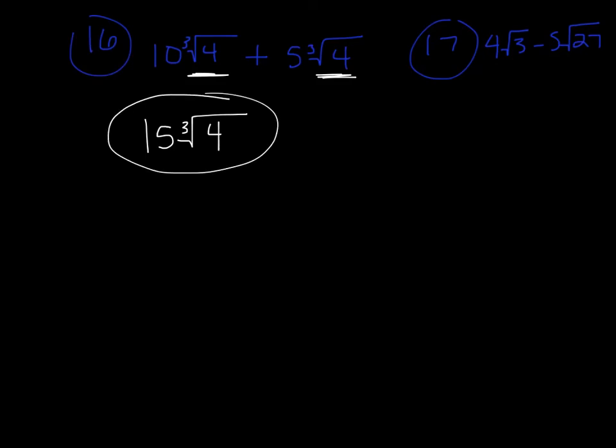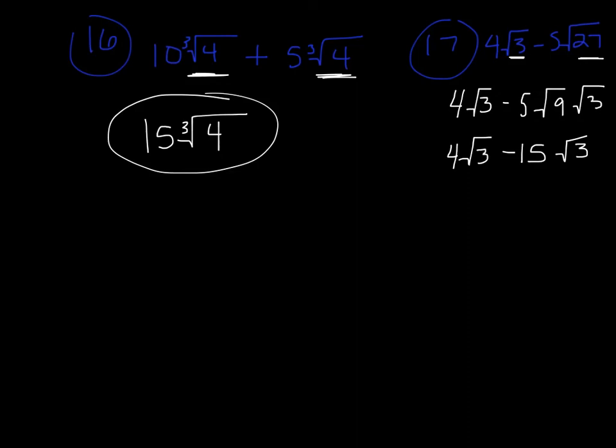On 17, we're looking at square roots, but our radicands are different. I have the square root of 3 and the square root of 27. So I have to check to see if there's any perfect squares that go into either of those to see if I can simplify. There's no perfect square that goes into 3, so that's going to stay the same. However, 27 can be rewritten as the square root of 9 times the square root of 3. The square root of 9 is 3 times negative 5 is negative 15. So I can rewrite negative 5 root 27 as negative 15 root 3. Now they have the same radicands, so I can add the numbers in front and get negative 11 square root of 3.